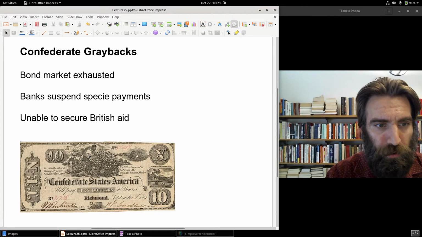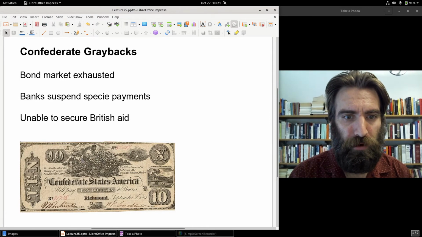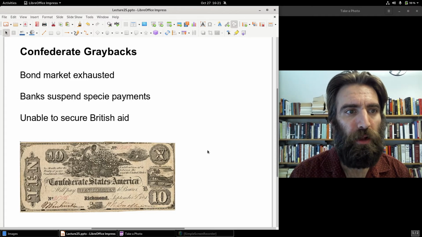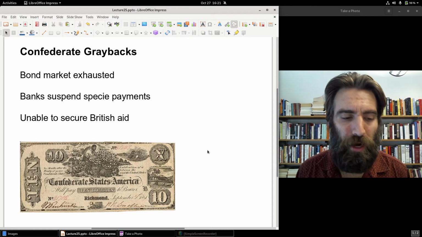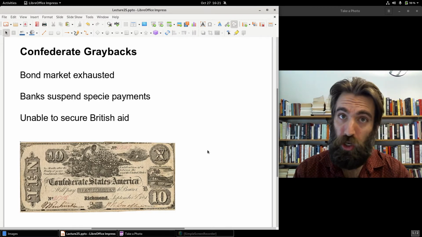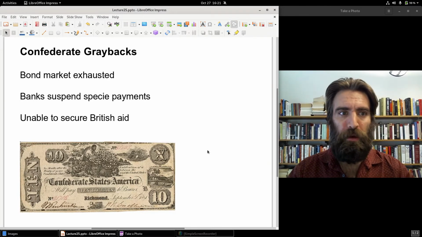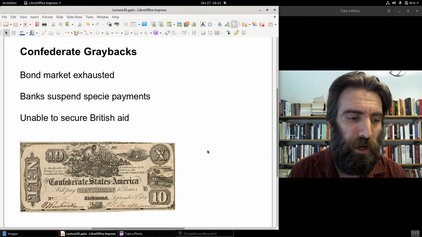A $10 note, and you see slaves in a cotton field printed on the front of that note. The bond market's exhausted. They attempt to float some bond issues and are able to sell some bonds, but they don't have the success that J. Cooke has in the North. Specie payments, like I noted, were suspended immediately upon the war's beginning.